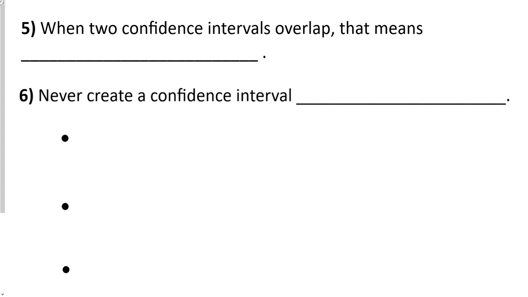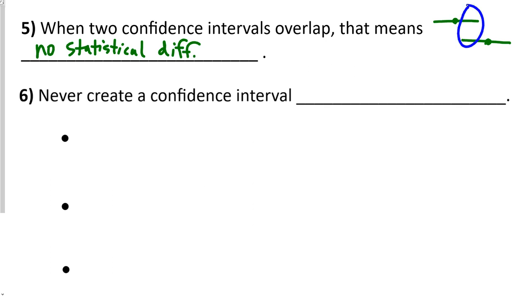All right, and I got 2 more points here. Number 5, when 2 confidence intervals overlap, so visual here, 2 confidence intervals are overlapping. So we got this one, we got this one, for the same thing. That means there's really no statistical difference. And we're going to say that because there's overlap, it's plausible that it's both. It could be in that area right there. So that is definitely plausible to have that parameter right there.